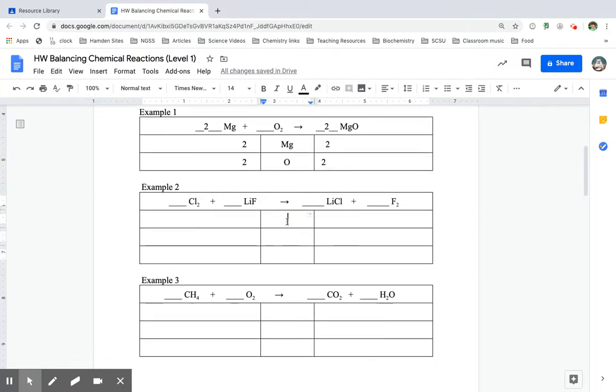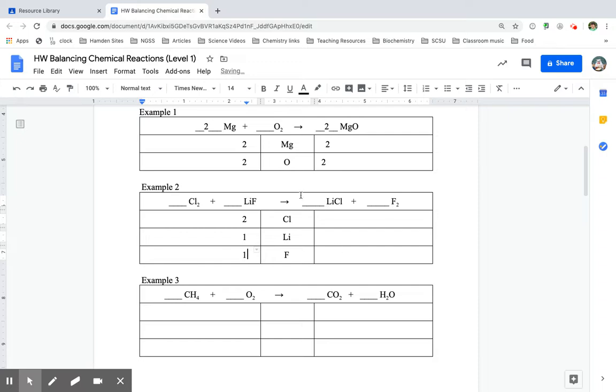Again, the first step is to do Cl, put it in my elements. Cl is the first element, Li is the second element, F is the third element. Figure out what elements are there and write them underneath the arrow. Next, count them up. On the left-hand side, I have 2 chlorines, 1 Li, and 1 F.